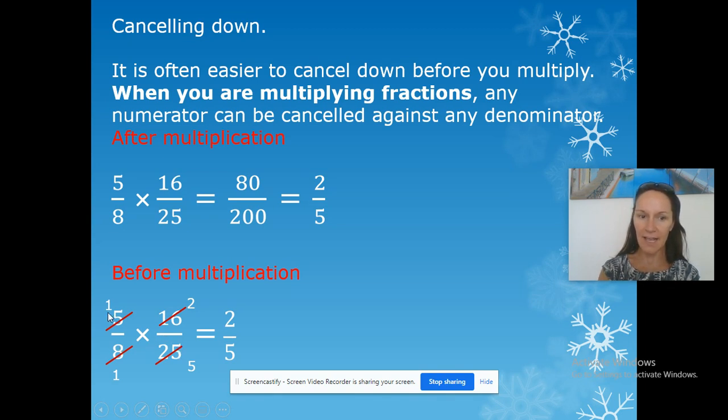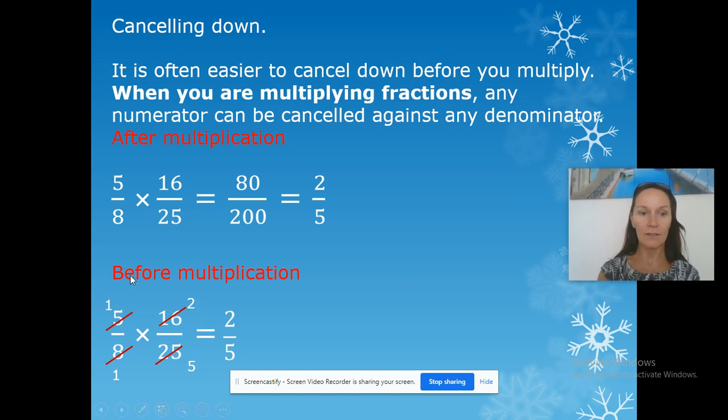You can see that 5 goes into 5 once. I need to do the same down here. 5 goes into 25 5 times. Here you can see that 8 goes into 8 once, but it won't go into 5, so I can't do anything with that one. It goes into 16 twice. So now I'm left with more manageable numbers.